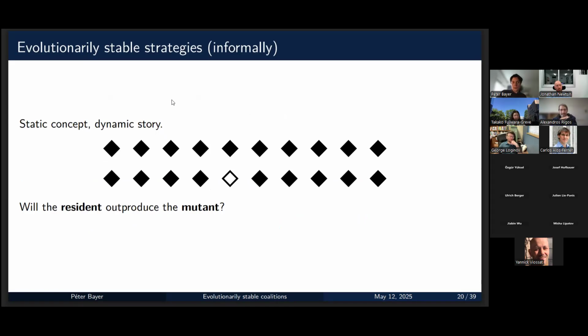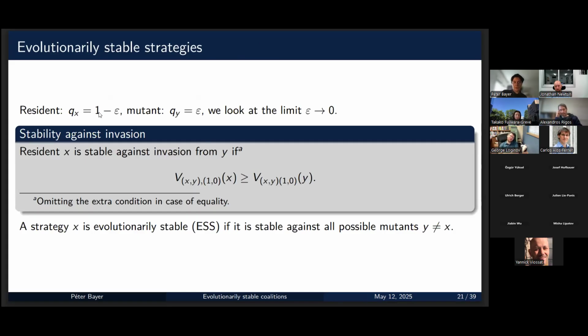Okay, and then of course I'm looking at evolutionary stable strategies with the static concept, dynamic story. I have a resident strategy, which is basically the entire population. Its frequency is very close to 1. A mutant appears, and I'm asking, does the resident outproduce the mutant? If for any mutant, the resident outproduces the mutant, then it's evolutionary stable. Okay, this is the way to put it formally. I have a resident and a mutant, and I look at the limit. A resident X is stable against Y if the fitness, given that the frequency of the resident is 1 and the frequency of the mutant is 0, the fitness of X is at least the fitness of Y. Here I'm being lazy and omitting the extra condition, what happens in the case of equality. I just say that the strategy is evolutionarily stable if it's stable against all possible mutants.